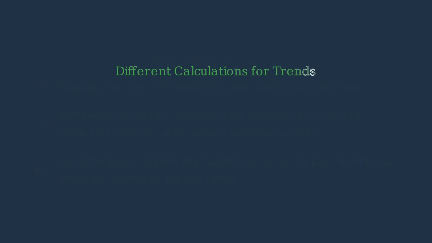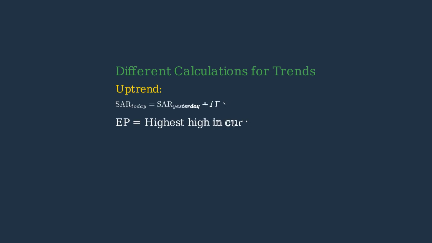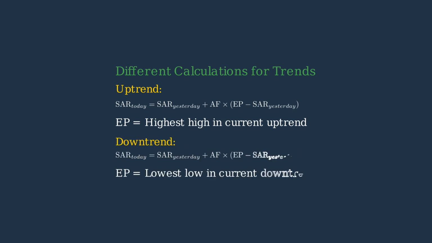The formula is calculated differently depending on whether the market is in an uptrend or downtrend. In an uptrend, the SAR is calculated using the formula, with the extreme point being the highest high recorded in the current uptrend. Similarly, in a downtrend, the same formula is used, but the extreme point is the lowest low recorded in the current downtrend.